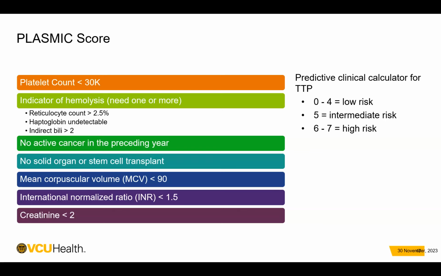Oh, she does get a point. Sorry, she hasn't had active cancer or a solid organ transplant. So we're at 4. Her MCV was 92, so she doesn't get a point there, but her INR was less than 1.5 and her creatinine was less than 2. So I calculated her PLASMIC score to be a 6. And a score of 6 to 7 is high risk for TTP. So I'm feeling a little bit better, but I still have that clinical uncertainty.